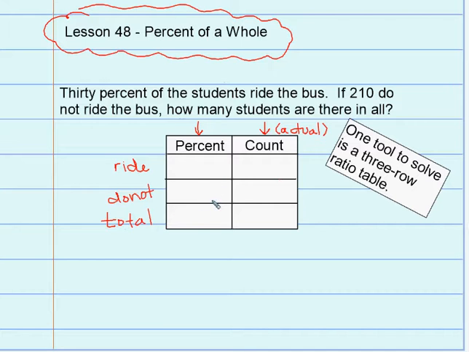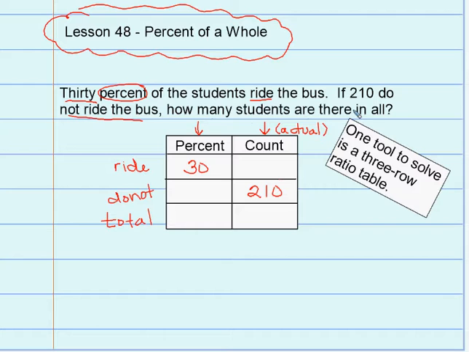Okay, now we need to fill in our ratio table. 30% of the students ride the bus, so I know 30% ride the bus. That goes in the ride the bus row in the percent column, 30. If 210 students do not ride the bus, now it didn't tell us anything about percent, so I know those are actual counted students. And there are 210 that do not ride the bus. That goes in the do not ride the bus row in the count column.